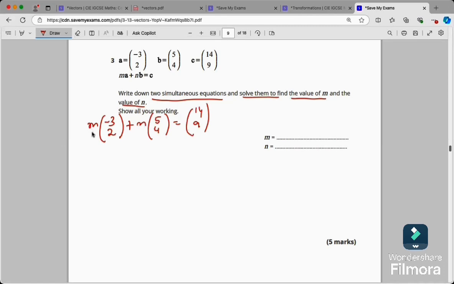Let's make simultaneous equations by taking the first and the second separately. So which is minus 3M plus 5N is equal to 14 and 2M plus 4N is equal to 9. So these are the two simultaneous equations, isn't it? What we have to do in simultaneous equations is cancel out one of the variables. Here I go with the M variable because we have different signs here, right? So I just have to multiply this by 2 and this by 3.